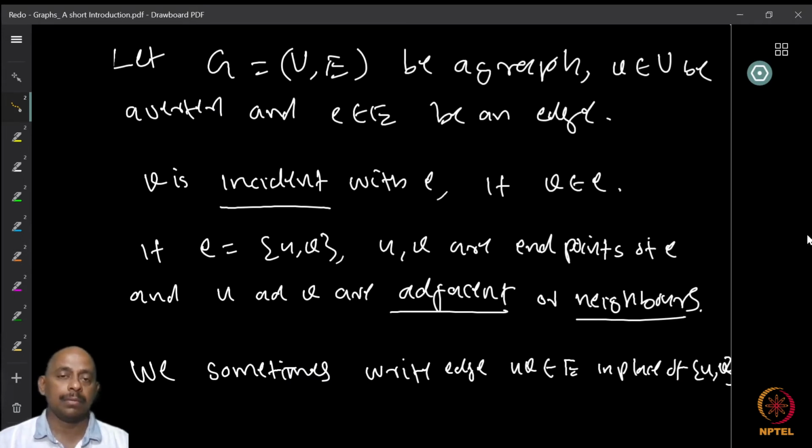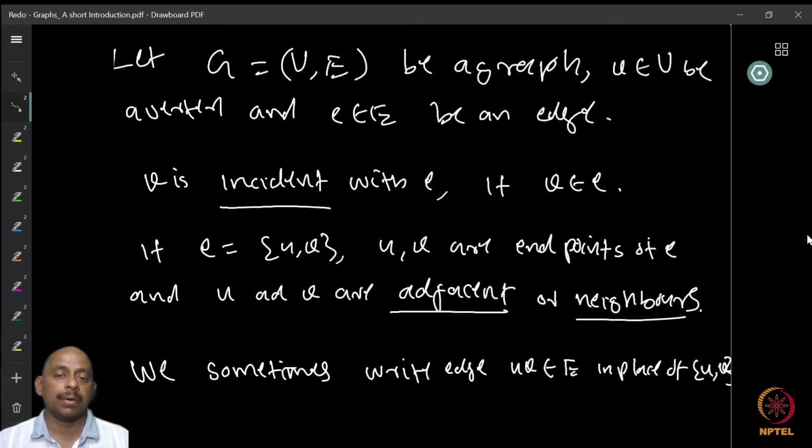Now, we will necessarily have to define a few terms so that we will be able to look at more advanced stuff. So let us start with some definitions. Let G equal to (V, E) be a graph. So we start with this assumption, and you have a vertex, let's say small letter V, in the vertex set.